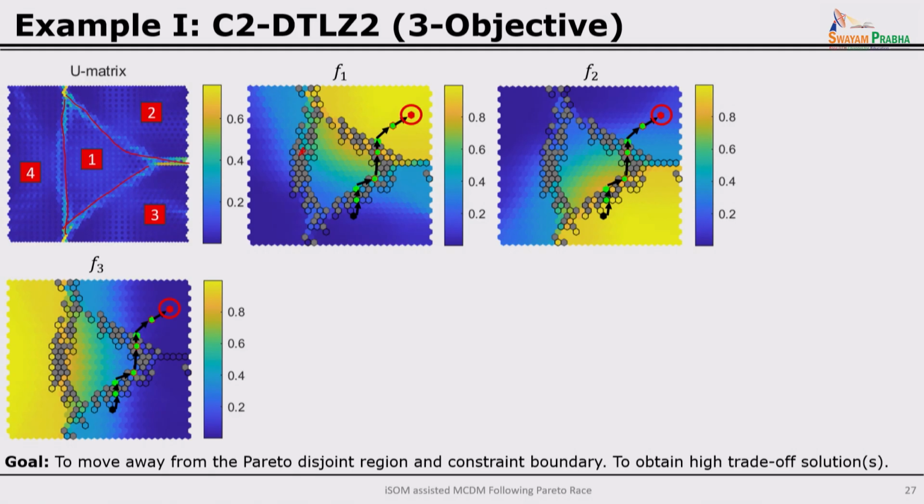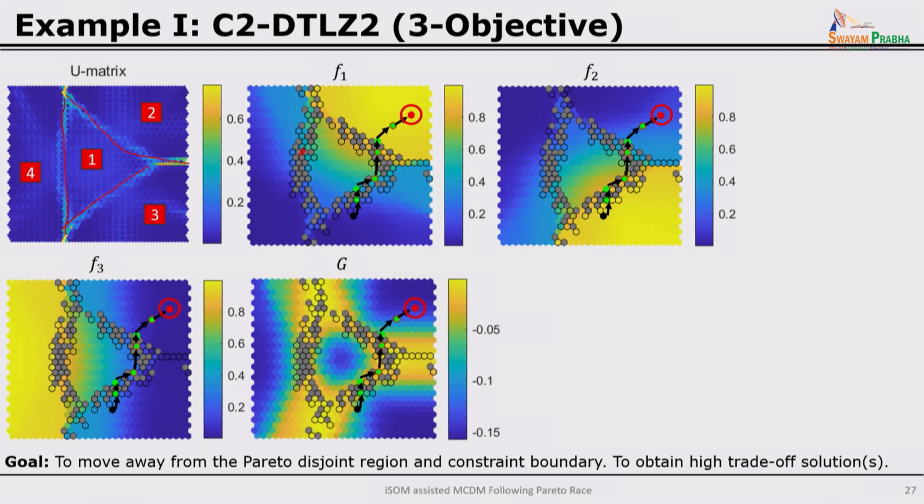Now let us introduce the quality matrix and see how the decision making could happen. If I see the G, which is closeness to constraint, it is clearly telling that these regions, which are in yellow color, are really very close to constraint, and decision makers may want to avoid such kind of solutions.